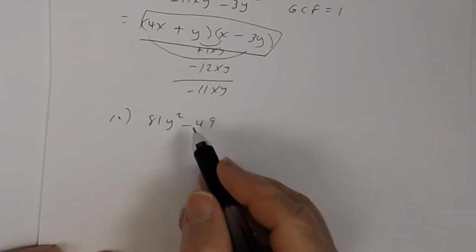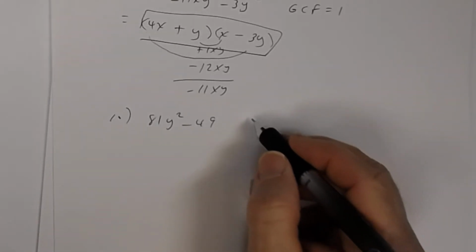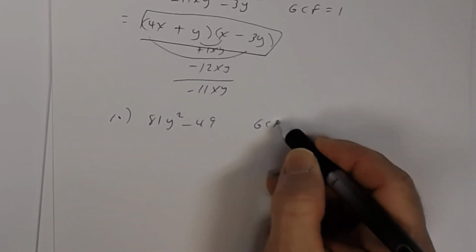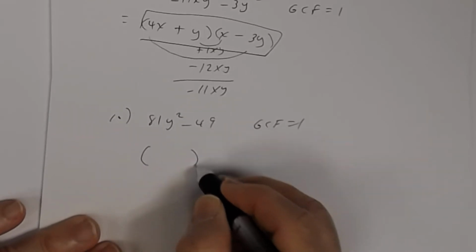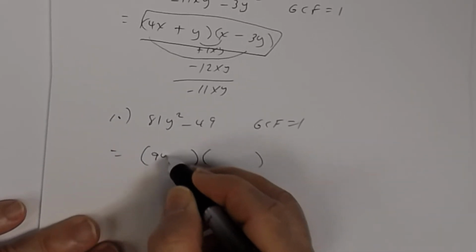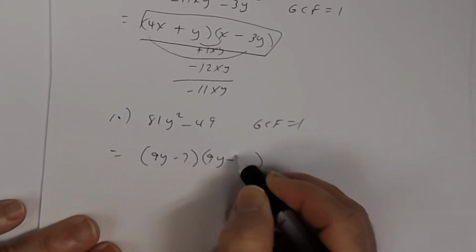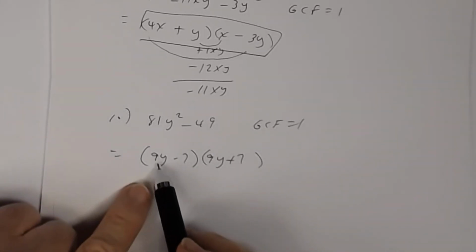Now that one's an easy one. That's a difference of two squares. And again, the GCF here is 1. So we're going to go ahead and just factor this as 9y minus 7, 9y plus 7. All right, and then always check.